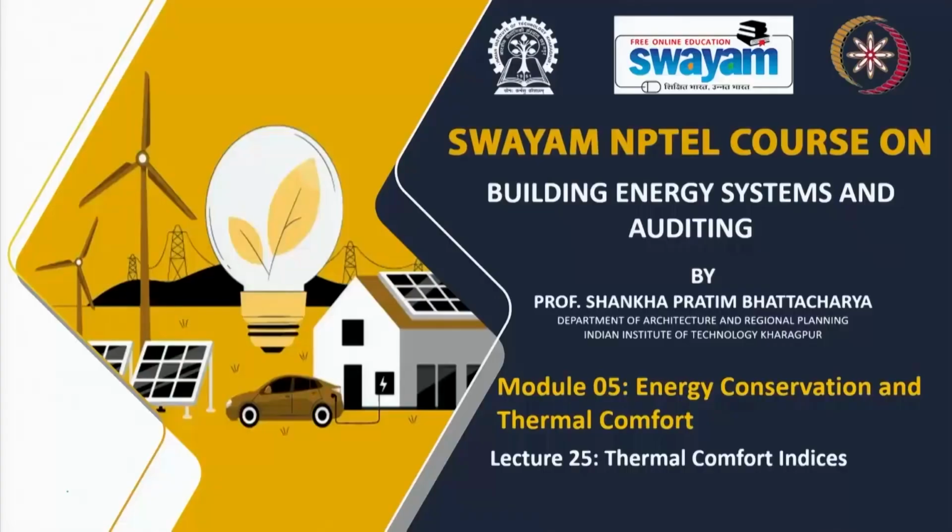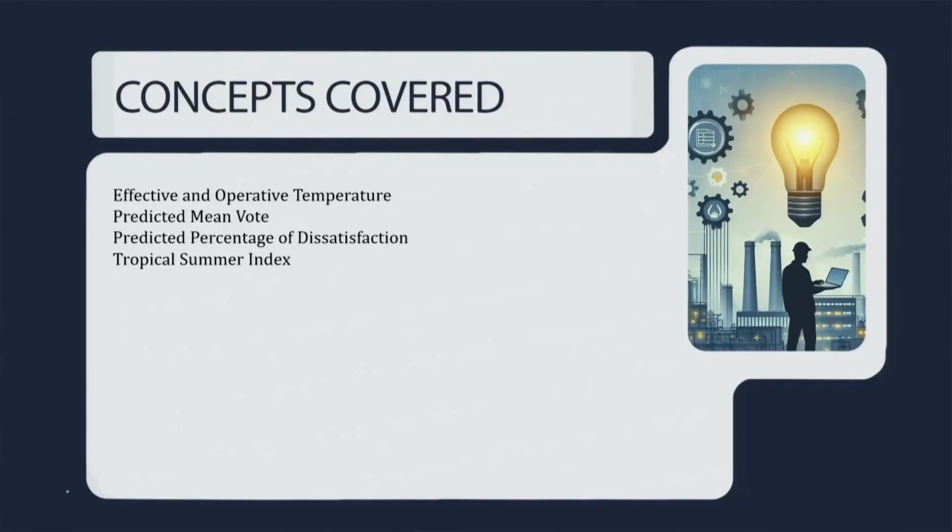Welcome to the NPTEL course on building energy systems and auditing. We are in module number 5, energy conservation and thermal comfort, and in the last lecture of module number 5, lecture number 25, we will discuss the thermal comfort indices. In the last lecture, we discussed the various components of thermal comfort, and in this lecture we will discuss effective temperature, operative temperature, the predicted mean vote and predicted percentage dissatisfaction, and tropical summer index.